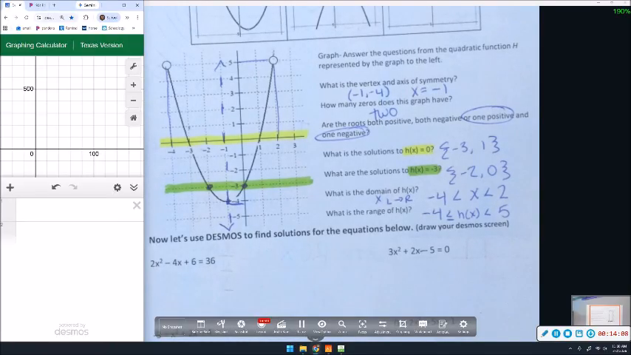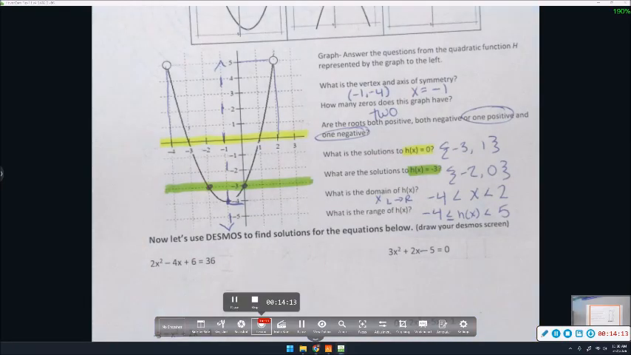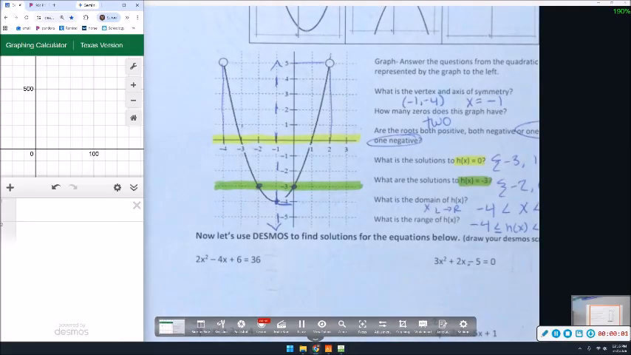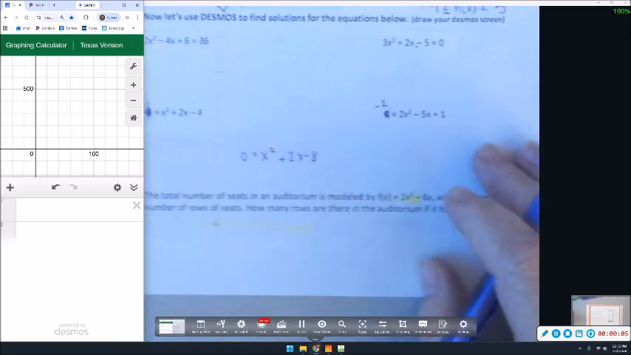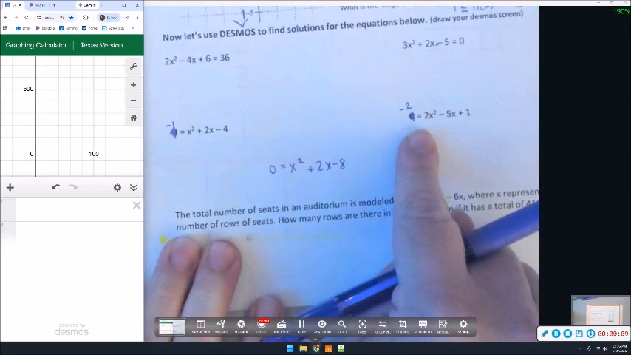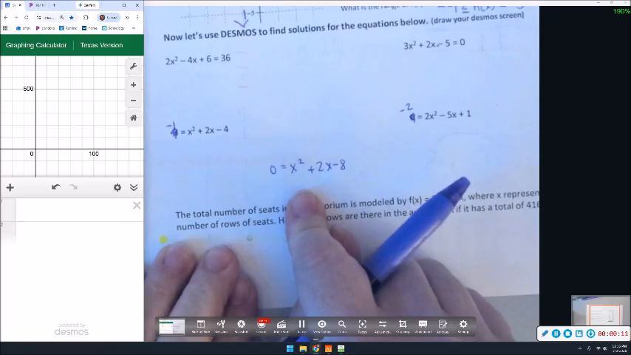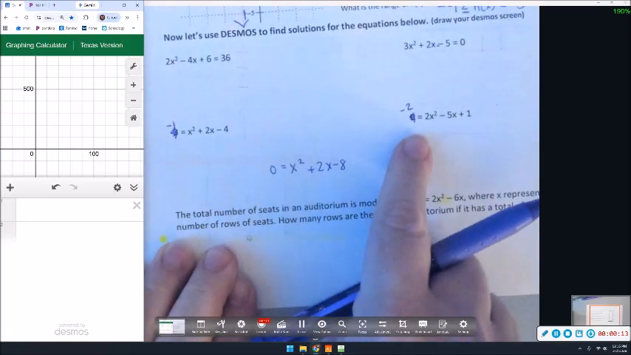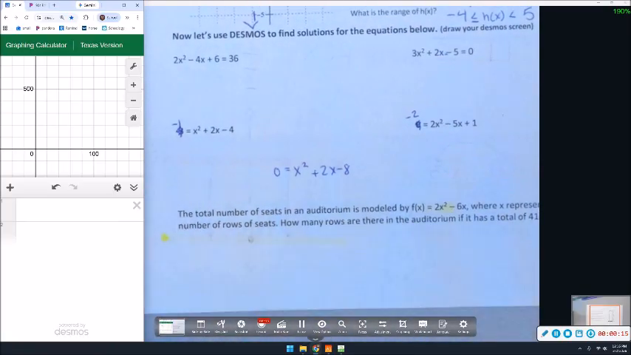Okay, we're going to stop there until after lunch. Now, what's different about these? You'll see I did edit some of them, and I added one. So I want you to change these like I did and add that one. Ready, go.